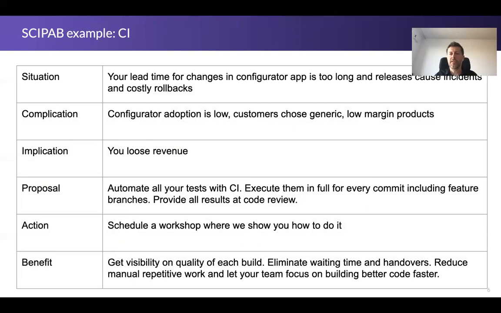Automate all your tests and execute them in full and provide visibility, right? If they agree with this, action and benefit can actually be reversed. If you think that they don't really understand the proposal, you can come up with the benefit first: get visibility on quality of each build, eliminate waiting time and handovers. And eventually the action is something you want them to do right after the presentation. Schedule a workshop with us where we can show you how to do it.